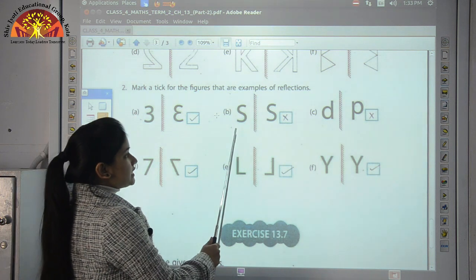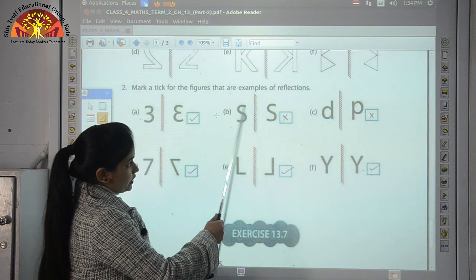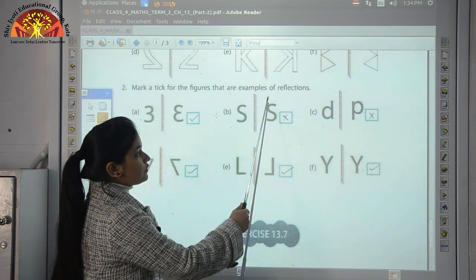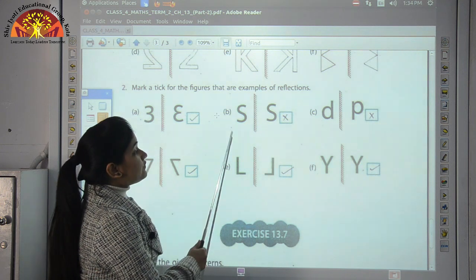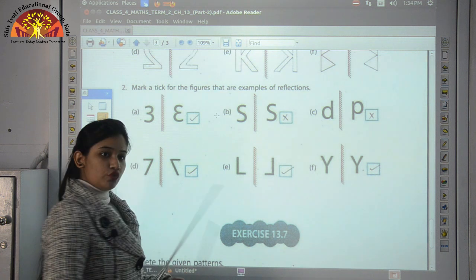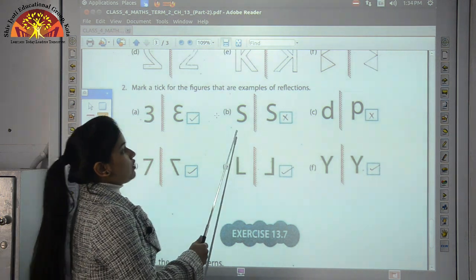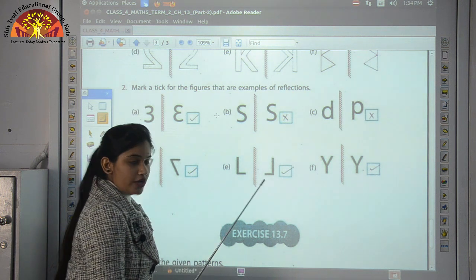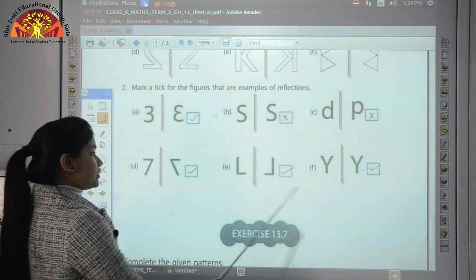Now we'll see this shape. In this B shape you can see this shape and the size of this shape will be equal. This is exactly similar, but the left side is coming on the left side only. इसका जो left side है वो right नहीं बन रहा है, right side left नहीं बन रहा है. It means this is not the correct example of reflection, so we will mark wrong. In this way you can do the rest of the questions also.